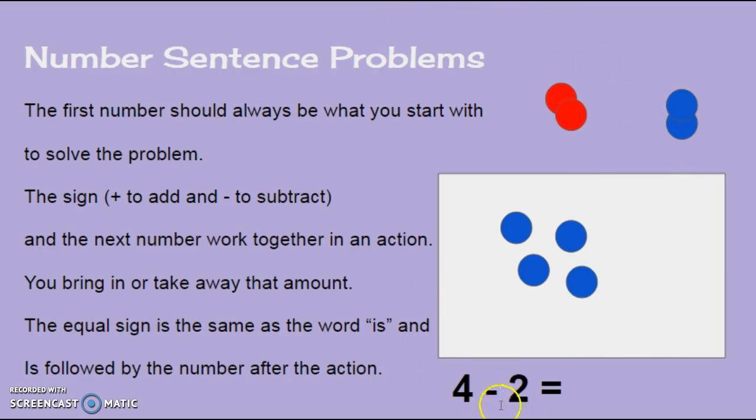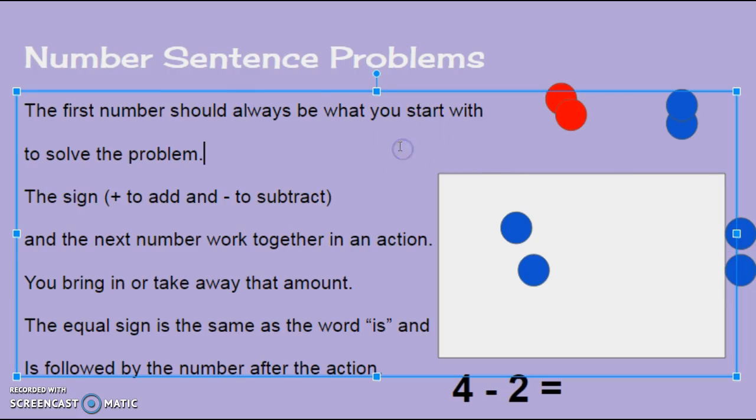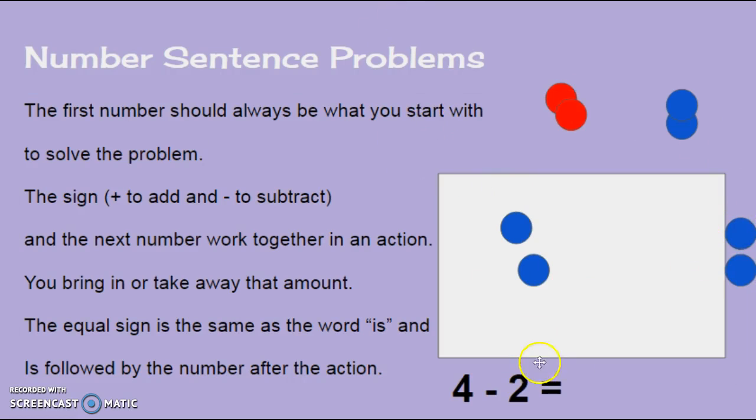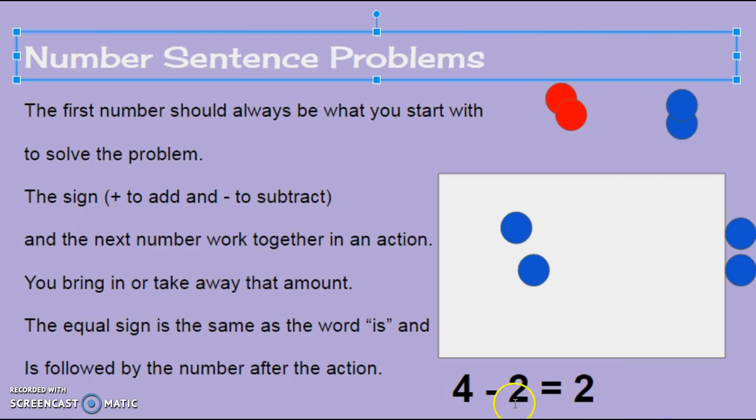And now my action is to take away how many? 2. So again, it's best to look at those two pieces together as one action. So I'm going to take away 2. Let's just move them out of the way over here so I don't count them with what I have left. But I can still see them, so I know that I followed the directions. And my remaining number is, of course, 2, because that's what I have left after I have taken away 2 from 4. So that is how you read and solve a number sentence.